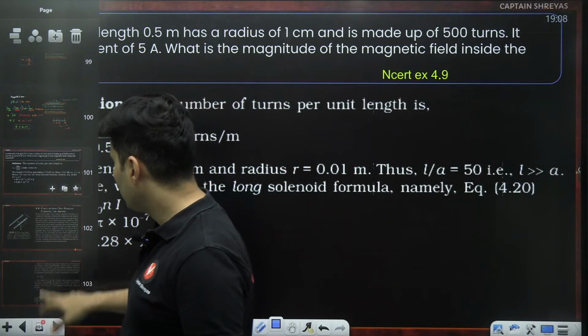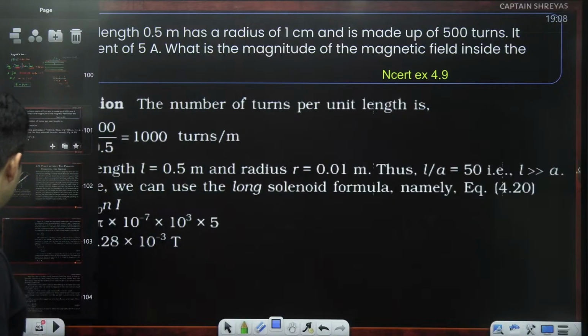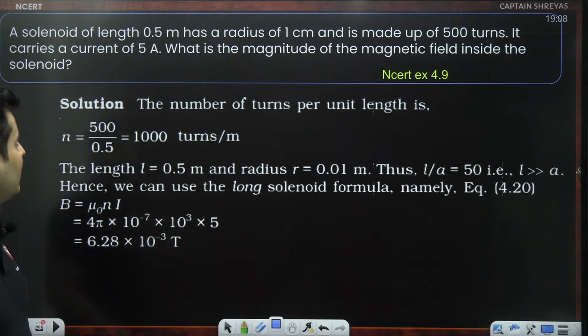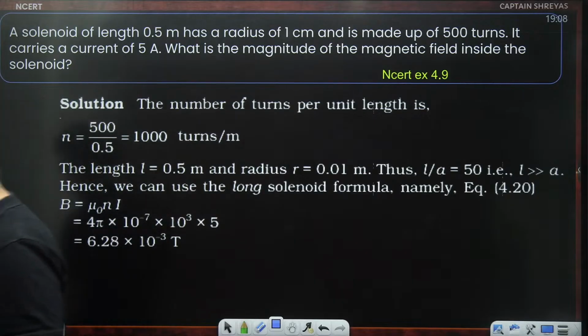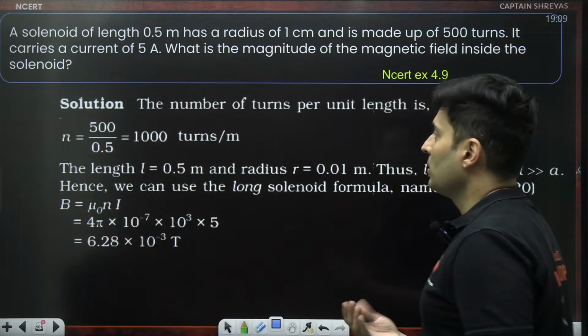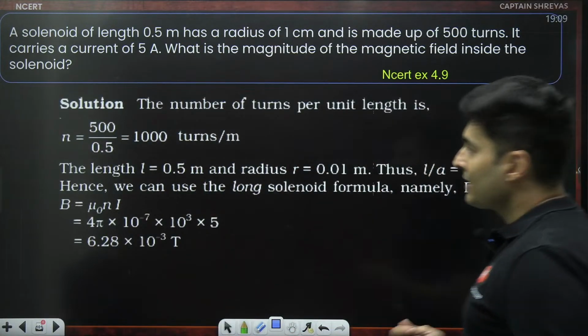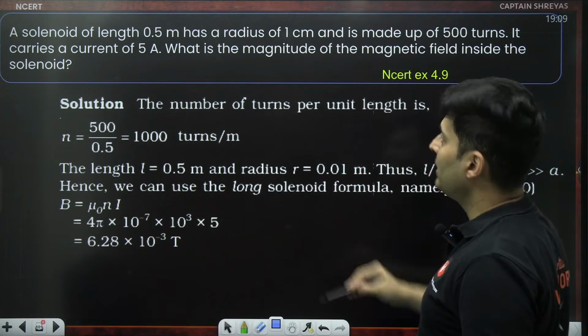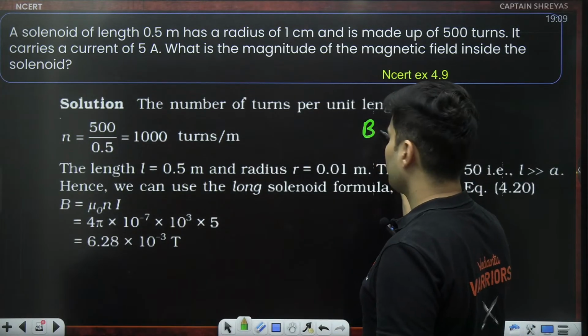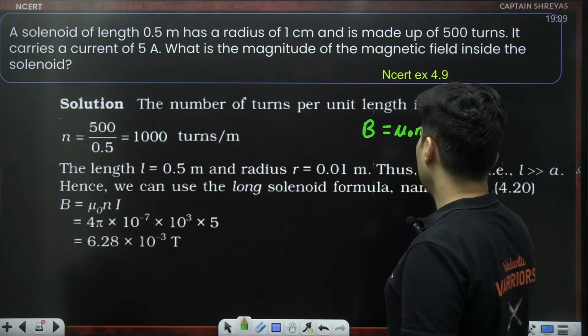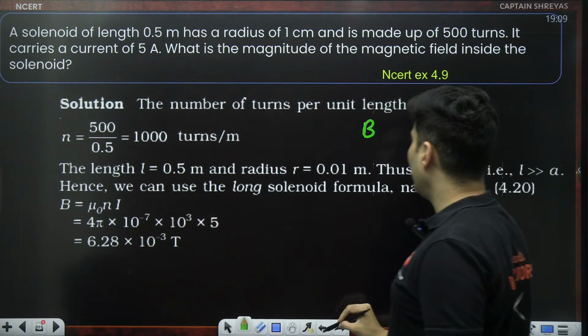So I think the question slide is missing somewhere. But anyways, let's go directly to the question. This is an NCERT exercise. A solenoid of certain length has a radius of 1 centimeter and is made up of 500 turns. It carries a current of 5 amperes. What is the magnitude of the magnetic field inside the solenoid? That's the question. Let's do this. The number of turns per unit length is not given, or if we have to find it out, current is given, find the magnitude of the magnetic field inside. So you just have to use the formula B is equal to mu naught n i, but n is not known. So how do you find number of turns per unit length?